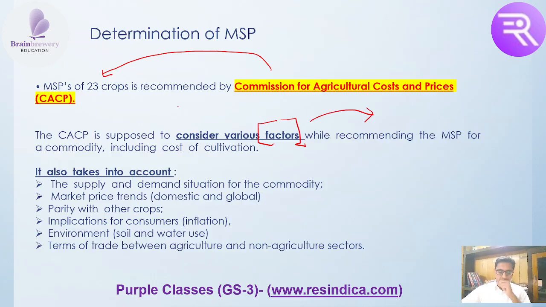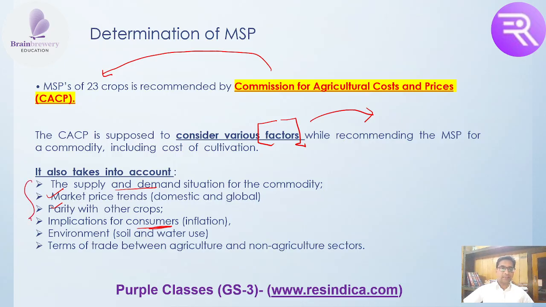First of all, they look at supply and demand for this crop. What is the market price trend of that crop? What is the parity with other crops? Parity means whether there is a lot of deviation towards that crop or less. Then what is the implication for the consumer, whether it will lead to inflation or deflation. Then what is the environmental implication of this crop: soil implication, water use implication, power implication. Then what are the terms of trade between the agriculture and non-agriculture sector.